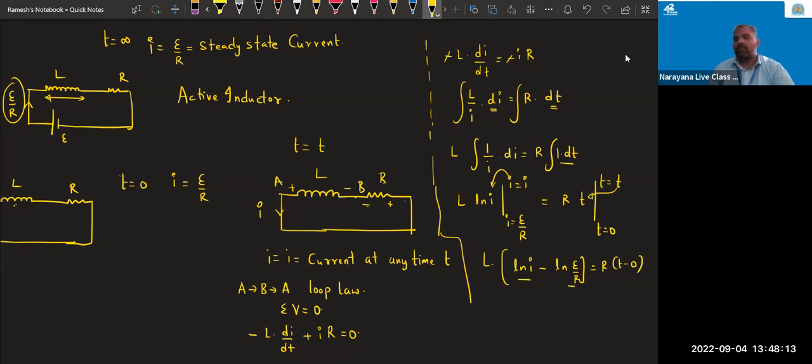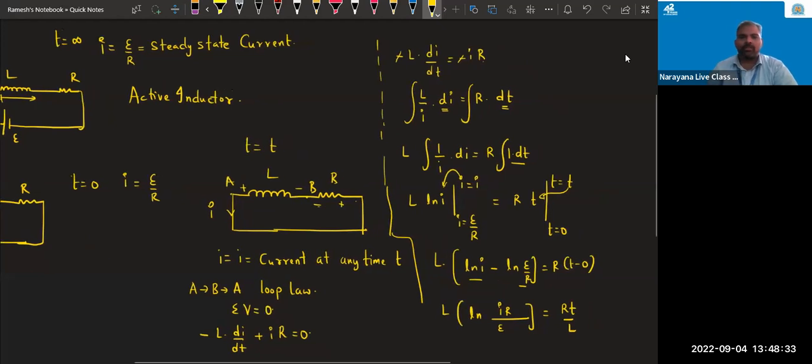But ln of A minus ln of B is ln of A by B. So ln of A by B is equal to how much? RT by L. Understood?